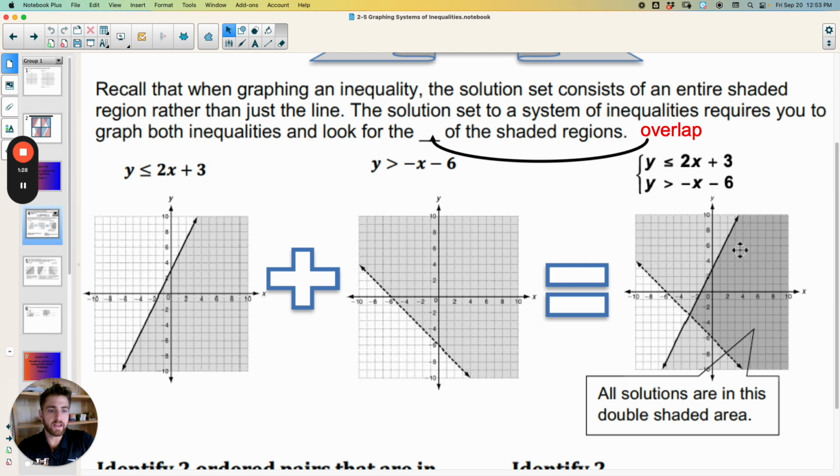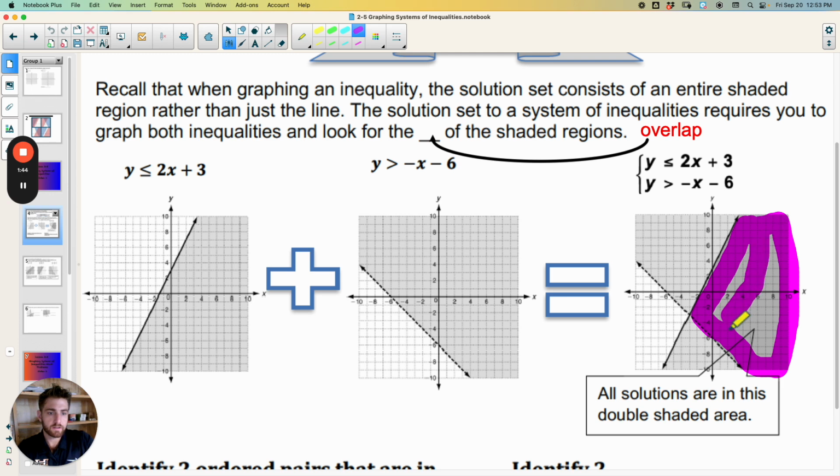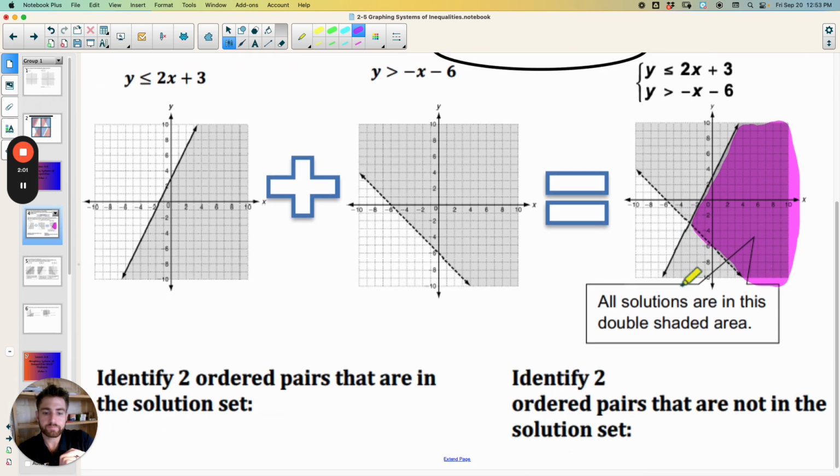So this area here that I'm tracing out, I'm actually going to highlight this in a different color. So these are all of my solutions here. This is the area that has been shaded twice. Okay, and that's essentially the concept for this lesson: you're doing the same thing we did last lesson. You're just doing it twice, and you're doing it on the same graph.